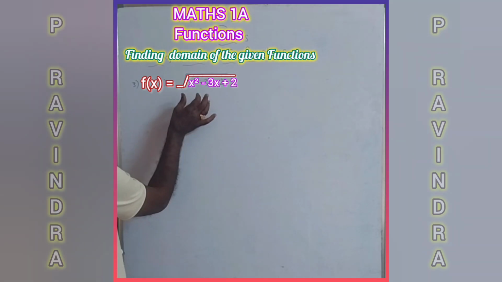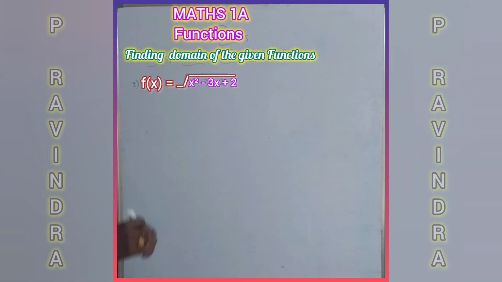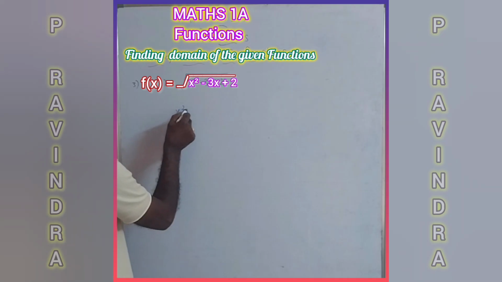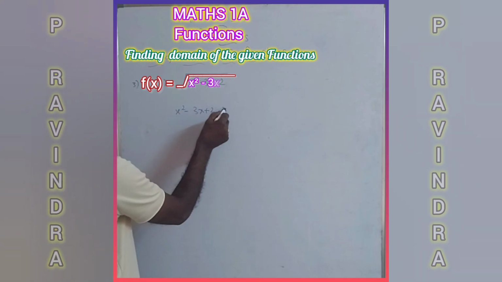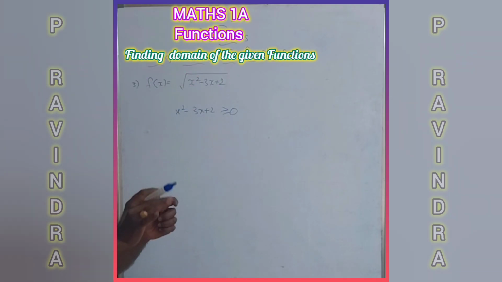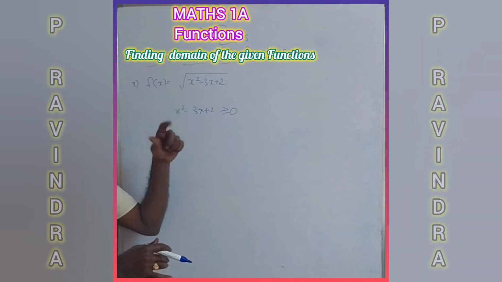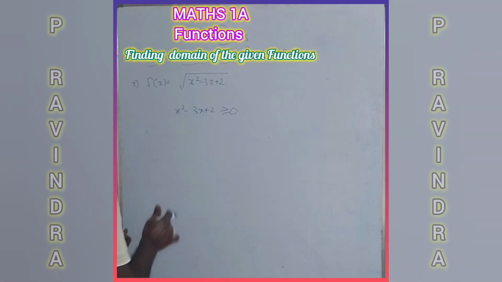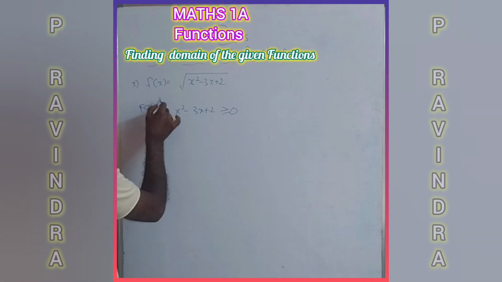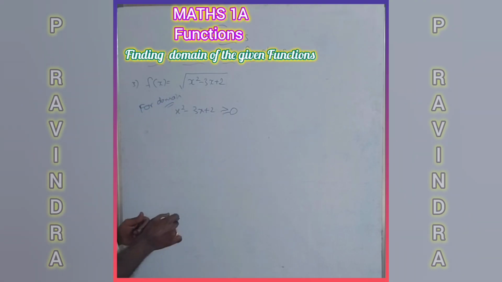Now here it is clearly under root. So whenever a function is under root, it must be positive or equal to 0. When the function inside the root is negative, it is not real. Okay, so therefore for domain, here for this particular function which is given, the function part x square minus 3x plus 2 must be positive or equal to 0.